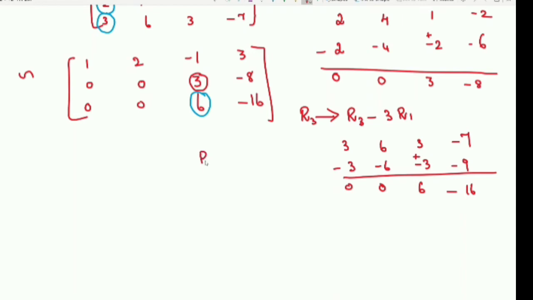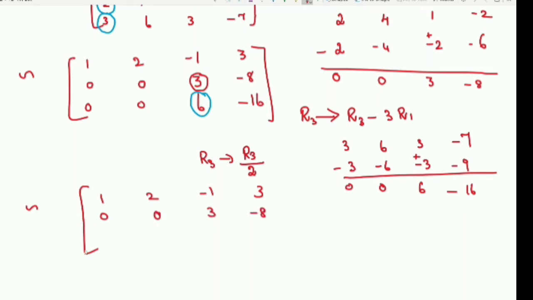So what I am going to do is R3 I am going to divide by 2. All these are called elementary row transformations. You can divide, you can multiply by a scalar. The rank will not change. So dividing by 2, what happens now? I am writing one more step: 0, 0, 3, minus 8. I have divided by 2. So 6 by 2 is 3, minus 16 by 2 is minus 8.